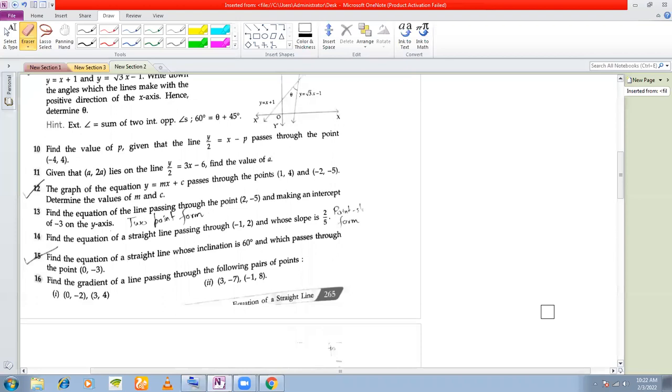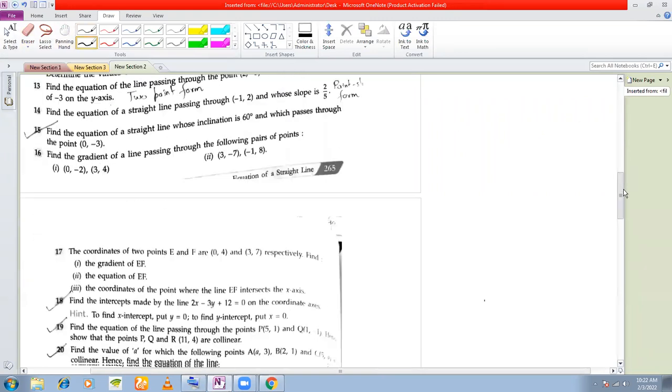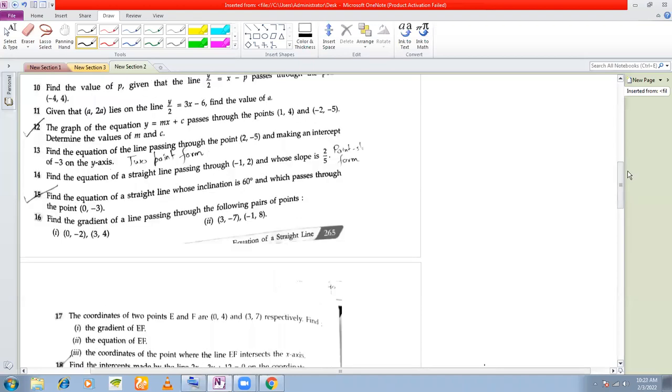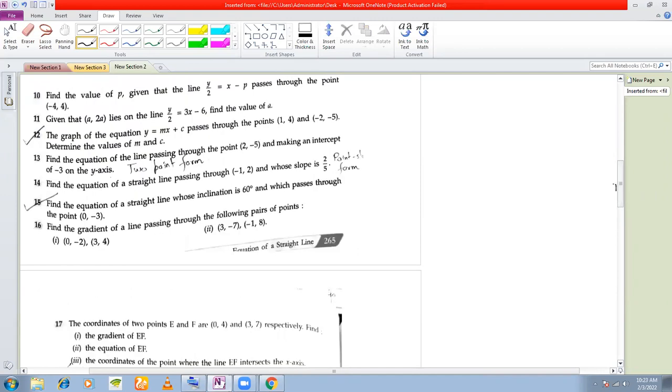I think number 15 I had done. Okay, number 15, I don't think I have done. Okay, anyway, I'll do 15. I think I have done. Yes, 15 I have done. So I'll do number 16.